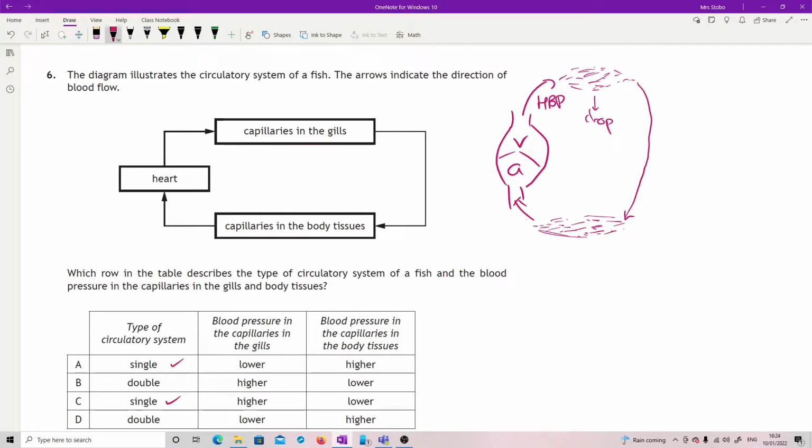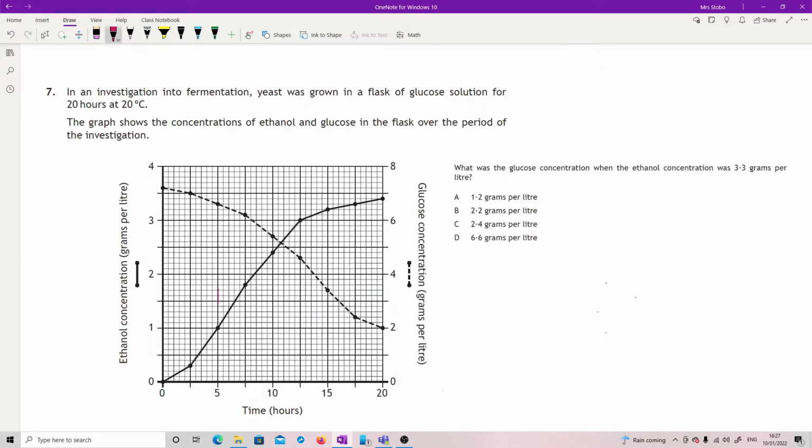Okay, so we are looking for a single circulatory system. And then we're looking for the difference between the blood pressure in the gills and the blood pressure in the body tissues. Well, the blood pressure in the gills is still going to have that surge coming from the ventricle, so it's going to be higher, and then we're going to end up lower. Okay, so C.